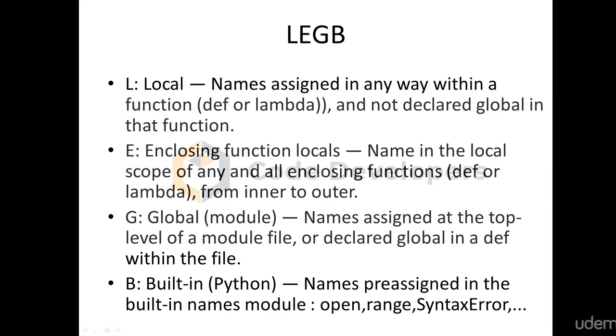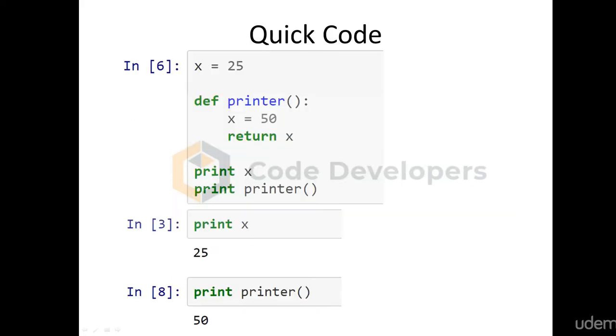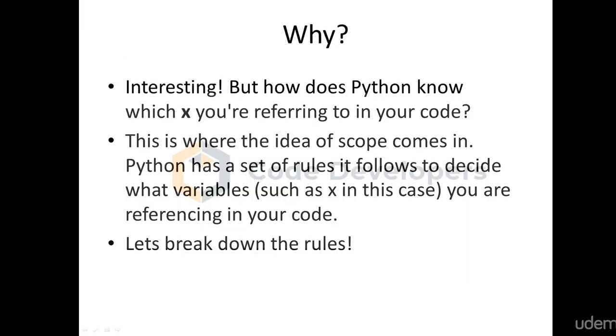Let's go ahead and start with a quick definition of all these scopes. First, local scopes. Names assigned in any way within a function, such as a def function or a lambda expression, and not declared global in that function, have a local scope. If we go back real quick, that x equals 50 is defined within the function printer. So currently that has a local scope, which is why when you call printer, it returns 50.